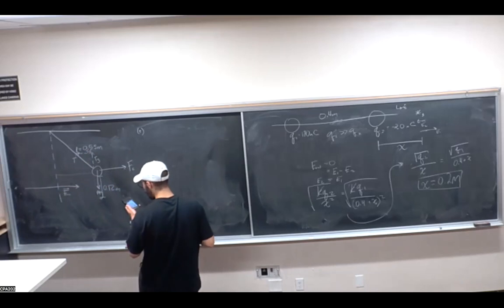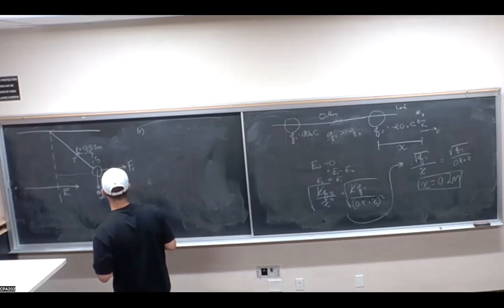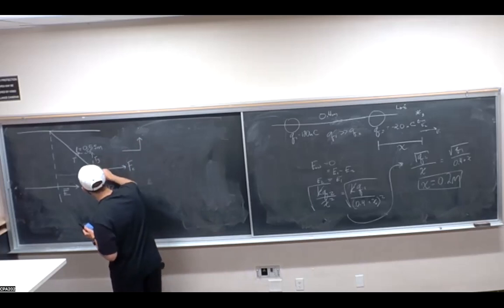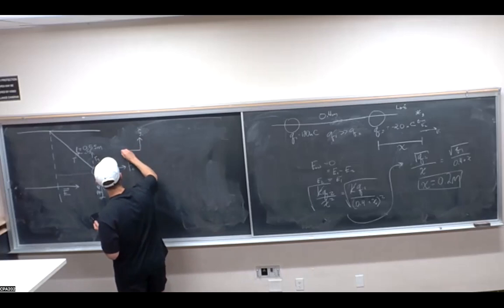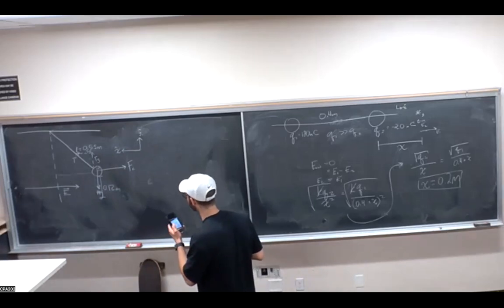Okay, and I'm going to draw my coordinate system just a little bit different than you might expect. The reason why I'm going to do that will make sense a little bit later. But the reality is, if you did it the standard way, you would end up getting the same thing. You just have to flip the sign at the end.